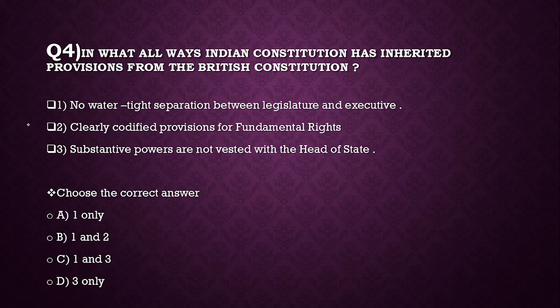Question number 4. In what all ways has the Indian Constitution inherited provisions from the British Constitution? See the statement 1. No watertight separation between legislature and executive. Statement 2. Clearly codified provision for fundamental rights. Statement 3. Substantive powers are not vested with the head of the state. These are the options.